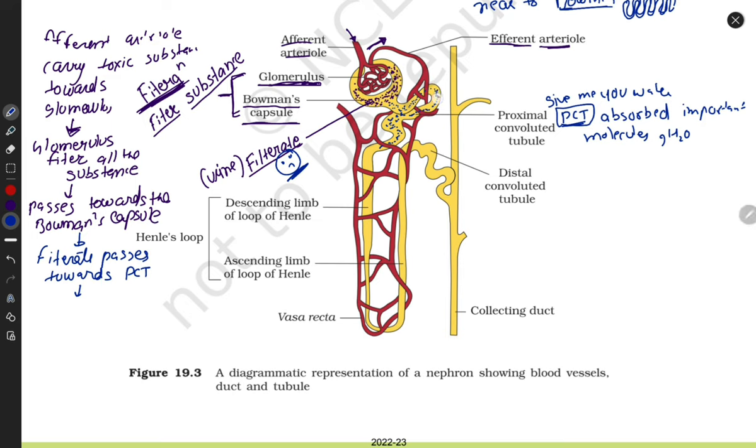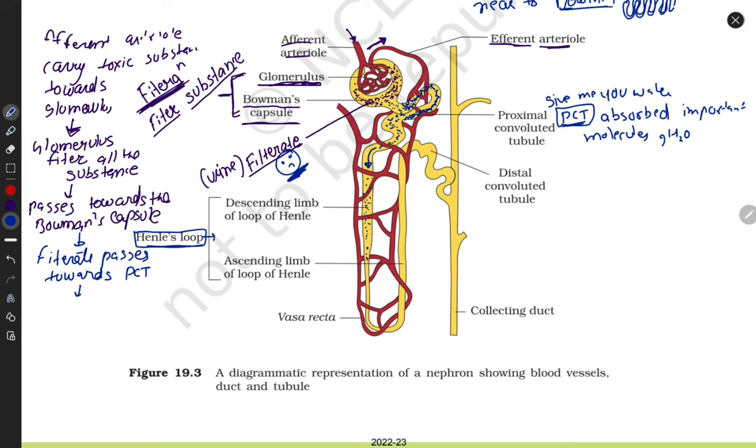Because they have epithelial cells, some columnar cells, some ciliated body. They absorb these things. Now the filtrate passes towards Henle's loop, goes forward, and then suddenly Henle's loop stops it. Stop, filtrate, where are you going? The filtrate says, I am going for excretion. Then Henle's loop says, stop, give me your water and important minerals.